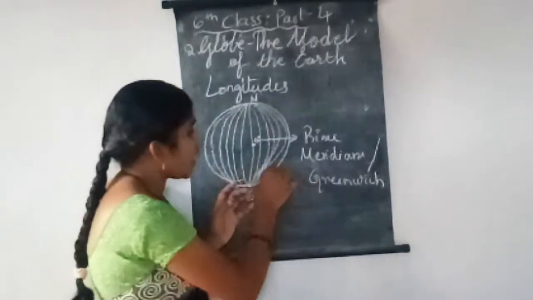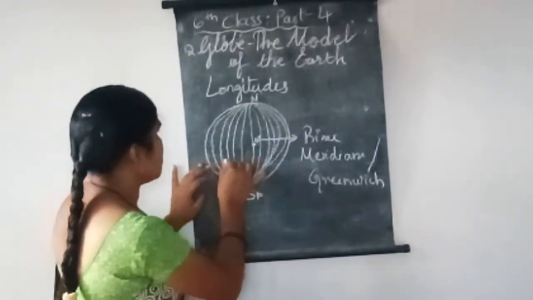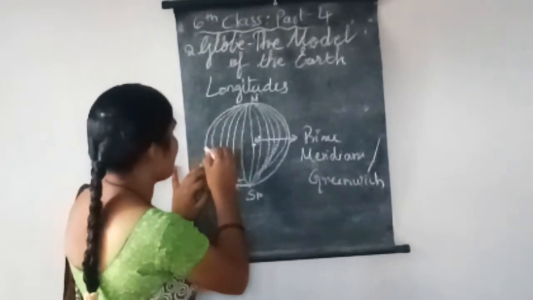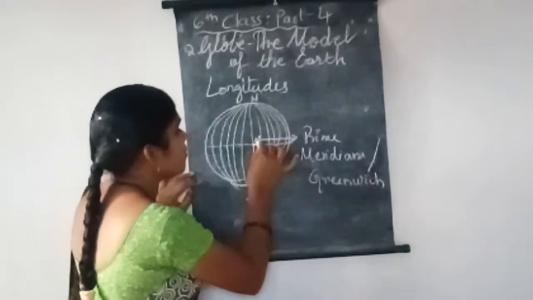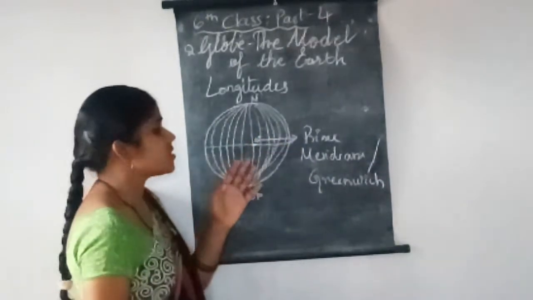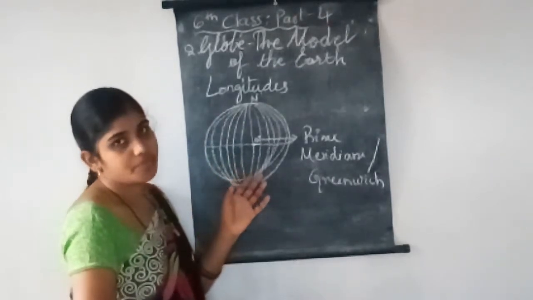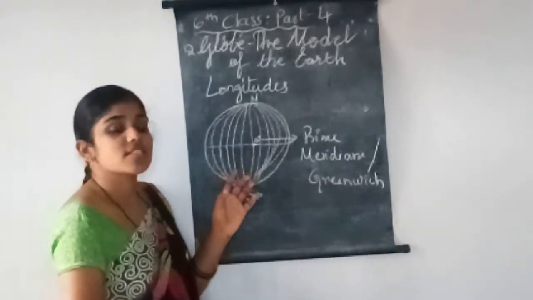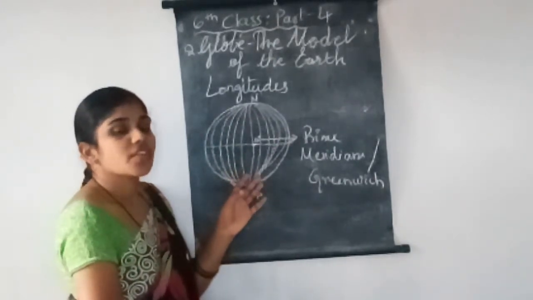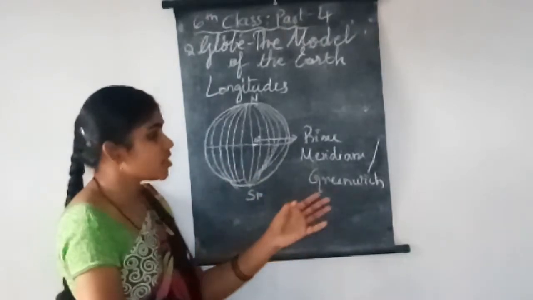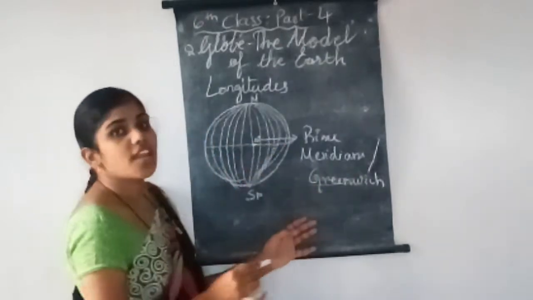And one more thing, according to the world map, this is the equator, no? So according to the world map, on the east side there is London. Greenwich is a place which is located in London, and the sun rises first in Greenwich. Actually Greenwich is the name of the place which is present in London.